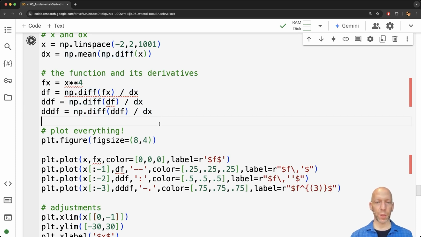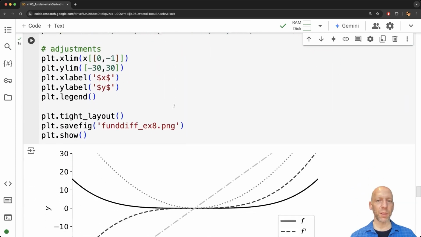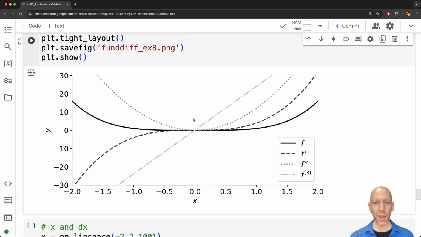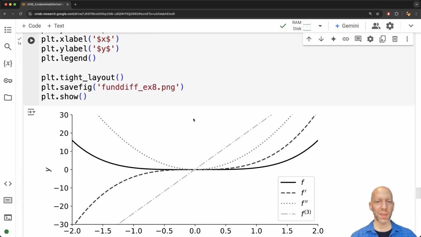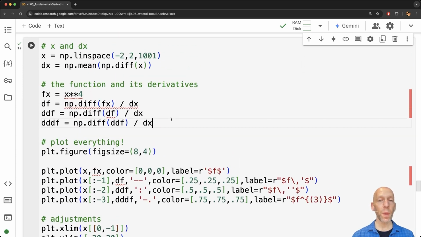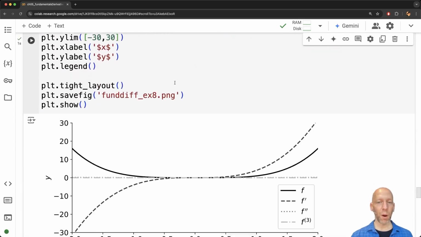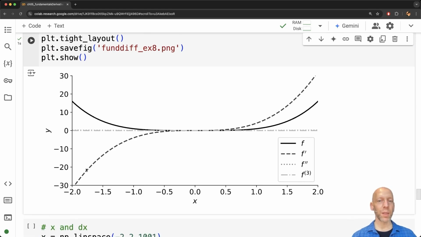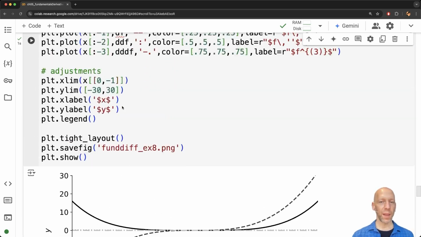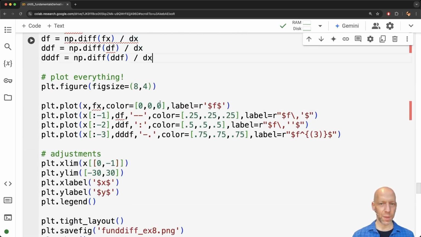Okay, so first I'm going to show you that this recreates the plot that I showed in the book. So nothing terribly surprising there. If you accidentally forgot to continue scaling by dx, then basically you will see that the shape of all of these functions is correct, but the y-axis scaling is incorrect. Okay, so that is for the scaling.